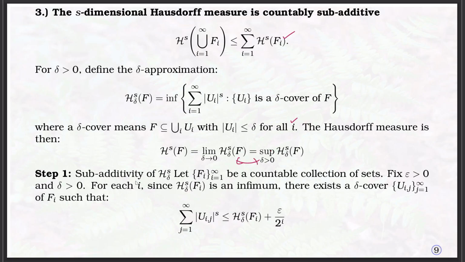So, subadditivity of H^s_δ. Let F_i be a countable collection of sets. Fix ε greater than 0 and δ greater than 0. For each i, since H^s_δ of F_i is an infimum, there exists a δ-cover U_{i,j} of F_i such that the sum of the diameters to the power s is less than or equal to H^s_δ of F_i plus ε by 2^i. This is true.